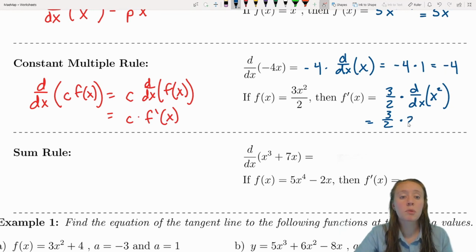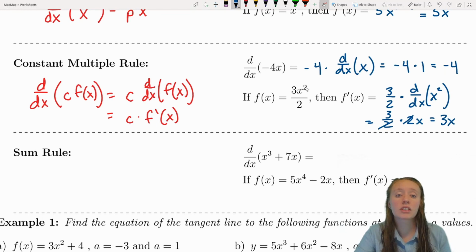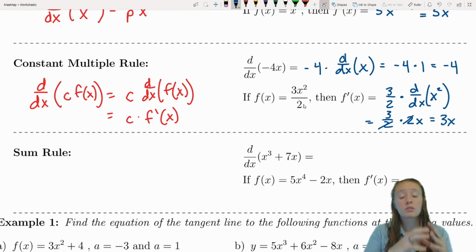We bring that exponent down in front and multiply it by x to that exponent minus 1. So 2 minus 1 gives us 1, so that's just 2x. And now we do a little bit of algebra to simplify the problem. 2 cancels out with 2 to give us 3x. So the derivative of 3x squared over 2, when I used that constant multiple rule and pulled that constant that was multiplied by everything out in front, it just became 3x.